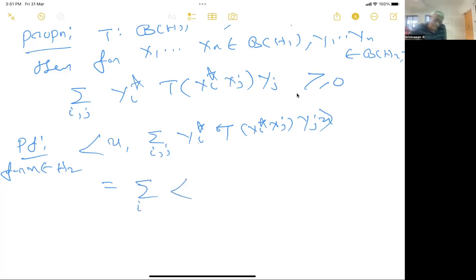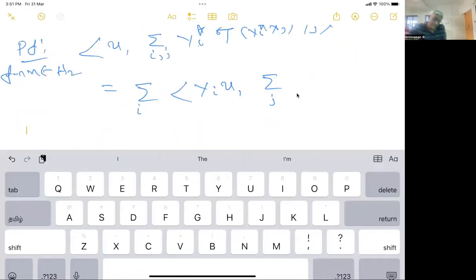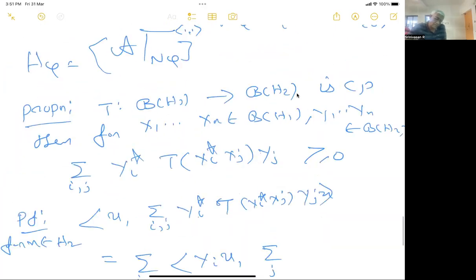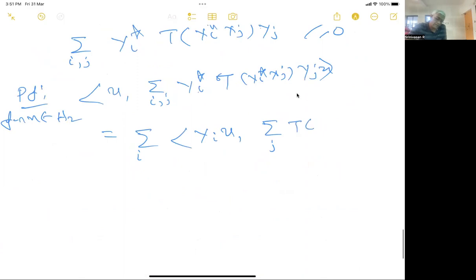Then you can bring it here, this y_i^u, then this is just summation over j. I want to bring the summation over j, and here it depends on i. This is for all j, summation over i of T of x_i star x_j and y_j^u.